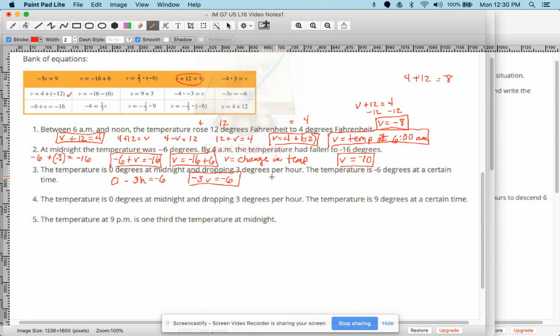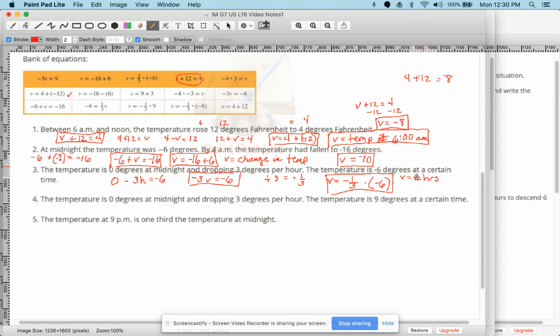multiplicative inverse. So when we divide by 3, dividing by 3 is the same as multiplying times 1/3. It's the multiplicative inverse. So I can also use the equation v equals negative 1/3 times negative 6. That is the same thing as this equation. It's going to give us the same answer. So I've got two equations. What does v mean in this situation? Well, it's dropping 3 degrees per hour. So v equals the number of hours that it's going to take.